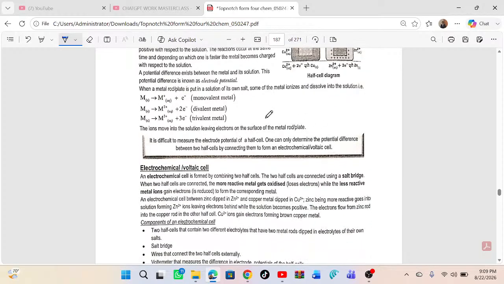So here I don't want to interfere too much. I want to go direct to the electrochemical or voltaic cell, which is very common in exam situations.